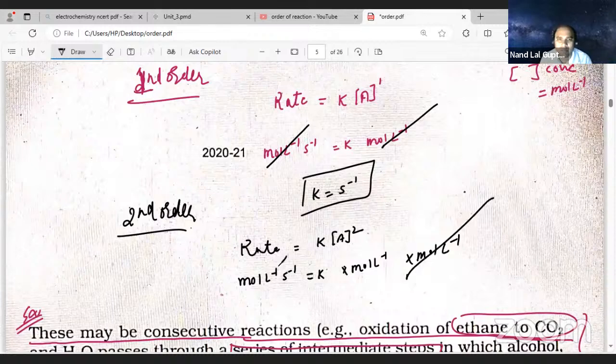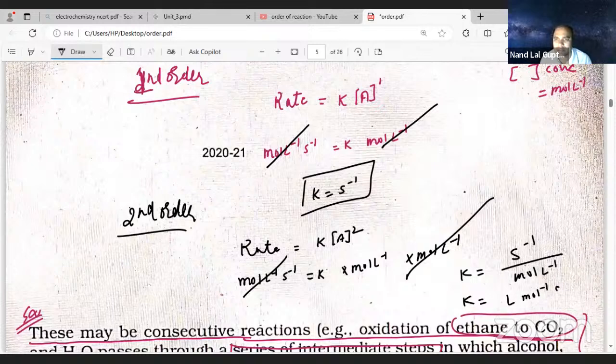This mole per liter cancels out. So K is equal to, this is second inverse divided by mole per liter. So K will be liter, then mole inverse, second inverse. Liter, mole inverse, second inverse.